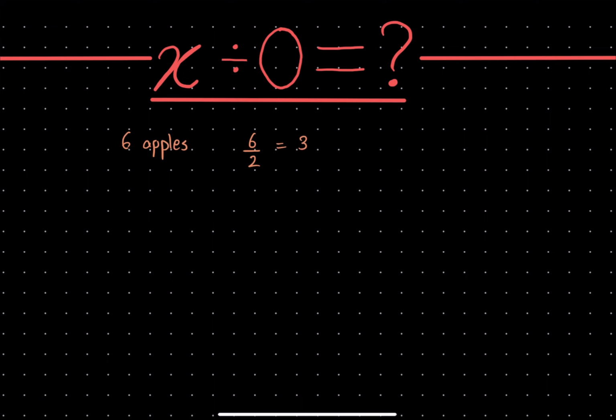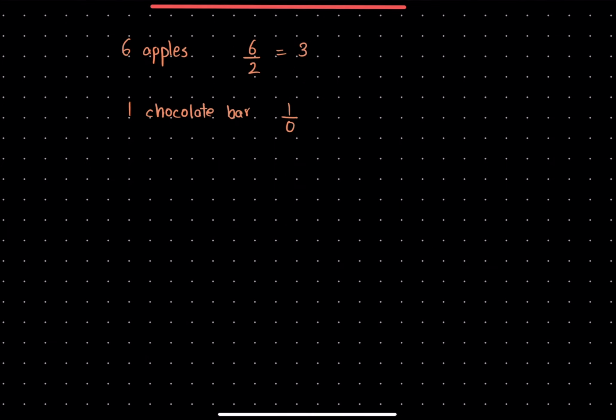But then let's say you have 1 chocolate bar. And then you have to separate that 1 chocolate bar with 0 friends. Well, that doesn't really make sense because then you're dividing 1 by 0. And how do you divide 1 by 0? So this is a very complicated question. So that is what we're going to be talking about today.